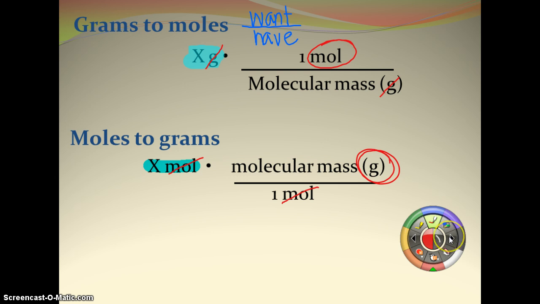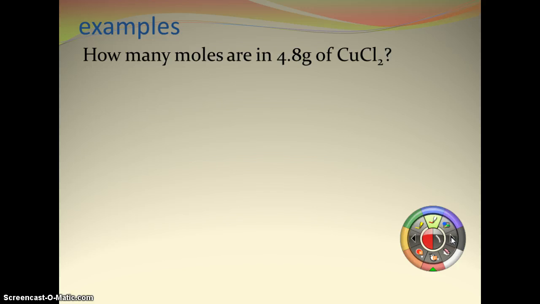So let's look at a couple of examples of mole mass conversions. First one is how many moles are in 4.8 grams of copper II chloride. Well, the first thing you have to do is find the mass of copper II chloride. So if you look at the periodic table, copper has a mass of 64, and we have 1 of those. And chlorine is 35, and we have 2 of those. So 64 plus 35 times 2 gives us a mass of 134.